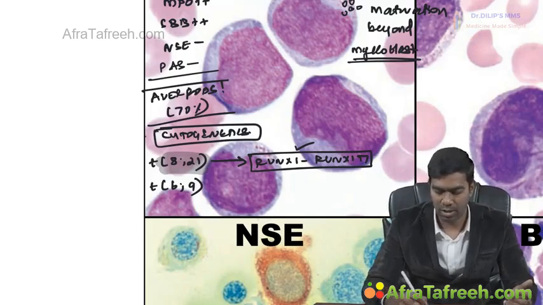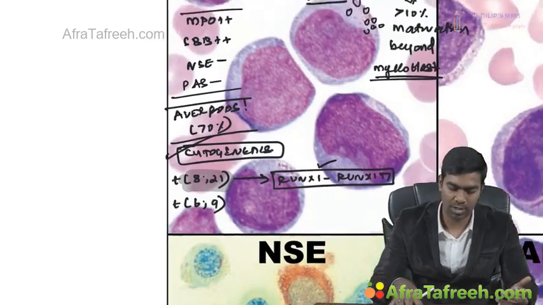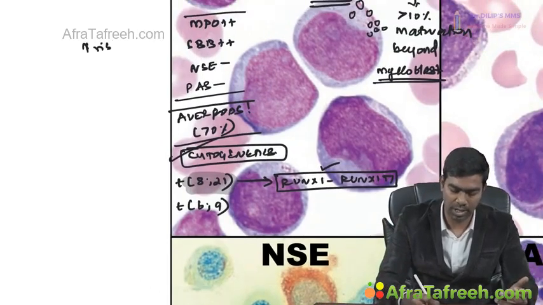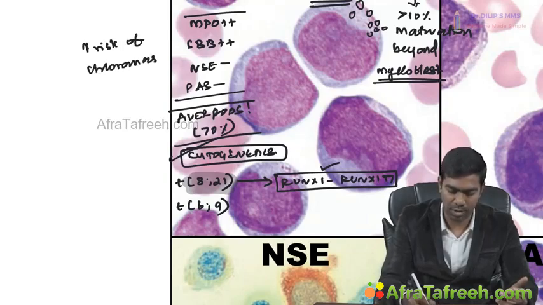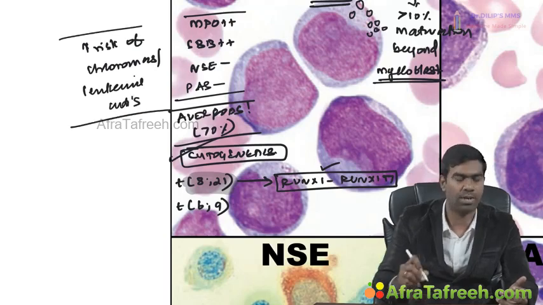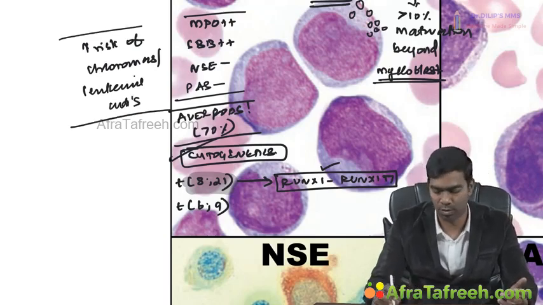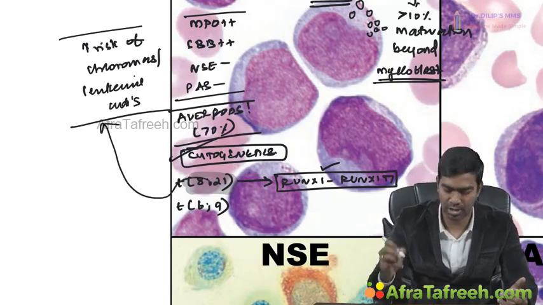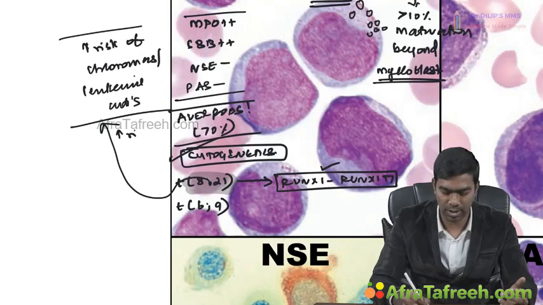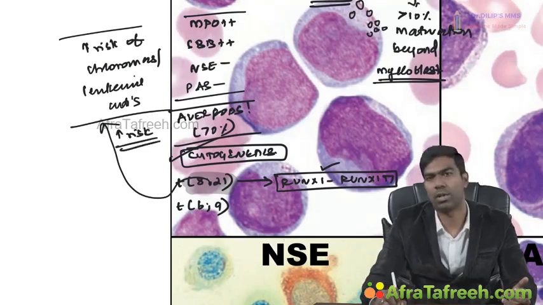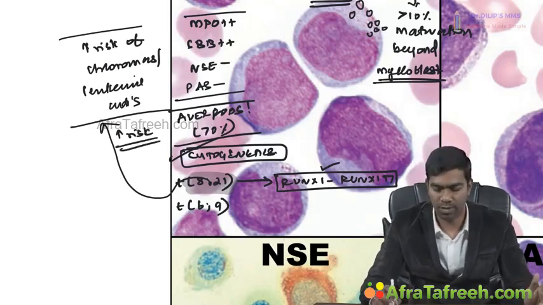And these are the two important classic cytogenetic changes. One important characteristic feature of this AML-M2 is that they are going to have increased risk of chloromas and leukemia cutis. Even though not as much as that of M4 and M5, they are definitely going to have high risk of leukemia cutis, especially this T821 translocation is going to increase the risk of chloromas and leukemia cutis. You have to be very, very careful about that.